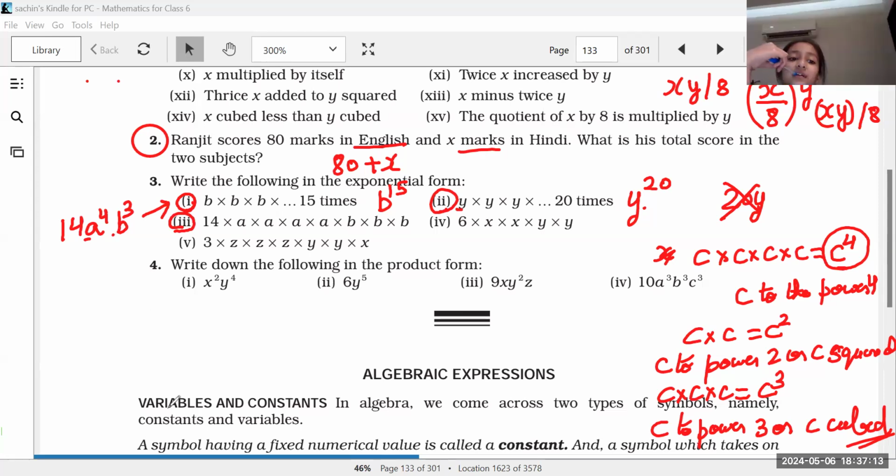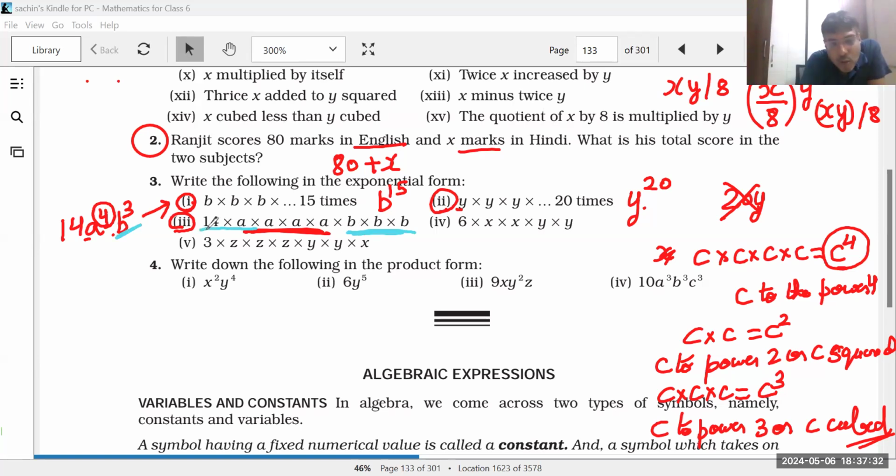Sir, I did not understand. See, a को मैं कितनी बार multiply कर रहा हूँ with itself? 4. तो a की power 4 हो जाएगी. a into a into a into a. b को मैं कितनी बार multiply कर रहा हूँ? 3. तो b की पावर 3 हो जाएगी. b into b into b.